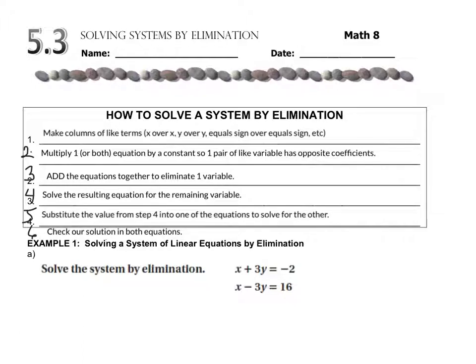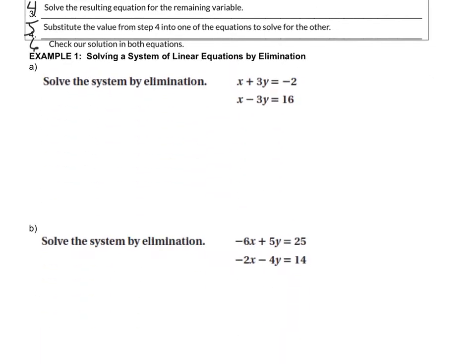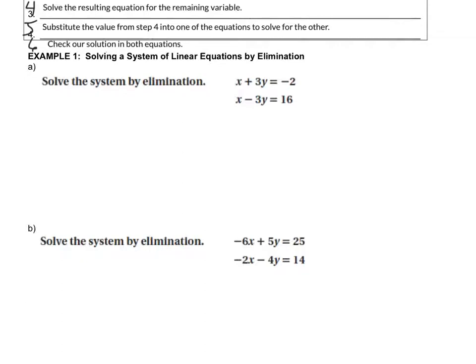That's an awful lot of words, an awful lot of just kind of blind steps. Let's see how a few of these are going to work together. Here we have a system: x plus 3y equals negative 2, and x minus 3y equals 16. We want to solve by elimination. So let's go down through the steps. The first step says make columns of like terms. If you look at this, this is what that means. The x's are over the x's, the y's are over the y's, the equal signs are over the equal sign, and the numbers on the other side are over the numbers on the other side.